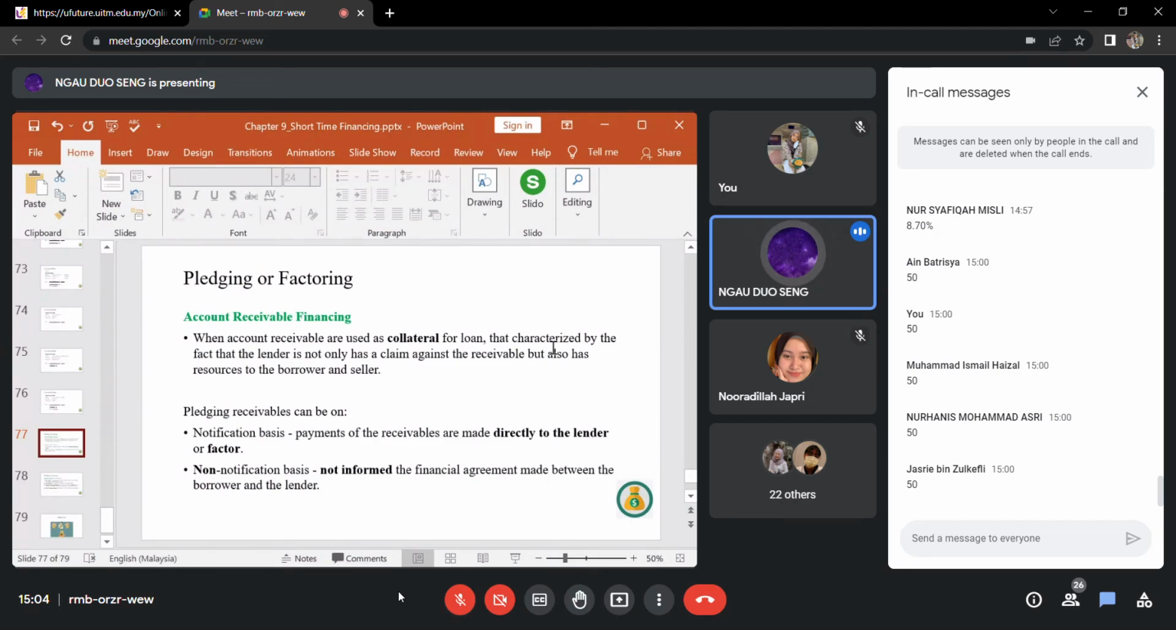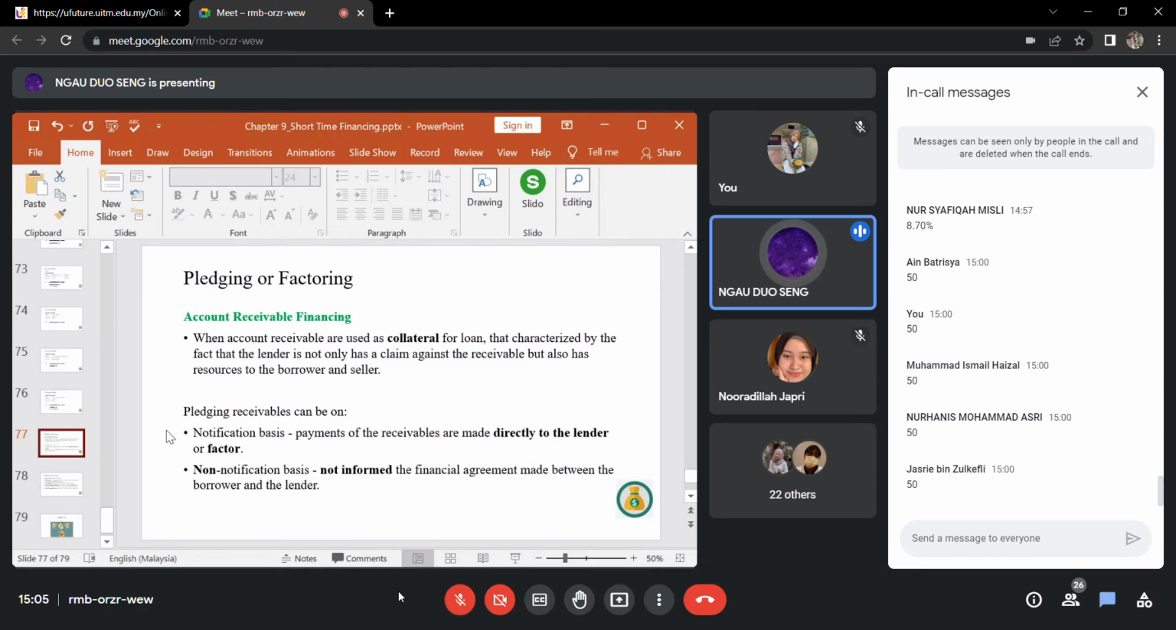Right, that's characterized by the fact that the lender not only has a claim against the receivable but also has recourse to the borrower and seller. So if the company is in an emergency, it wants money now and it has account receivable, it can give the account receivable to the bank to borrow money. So it will get the money now.